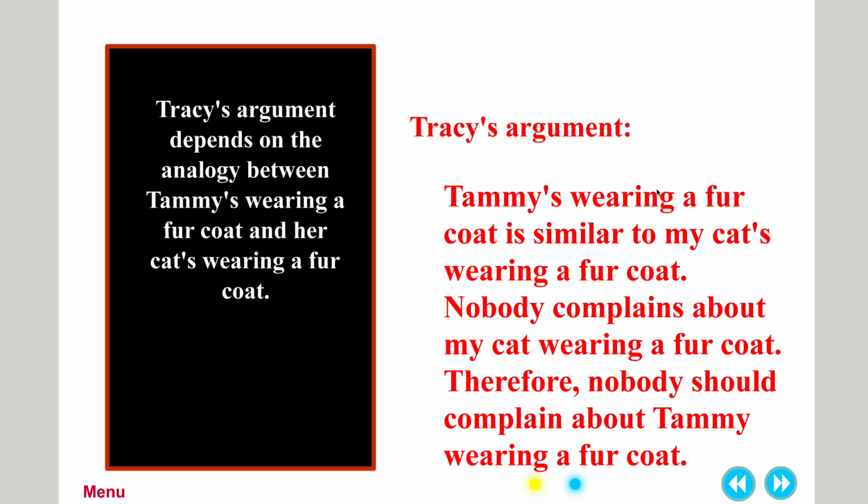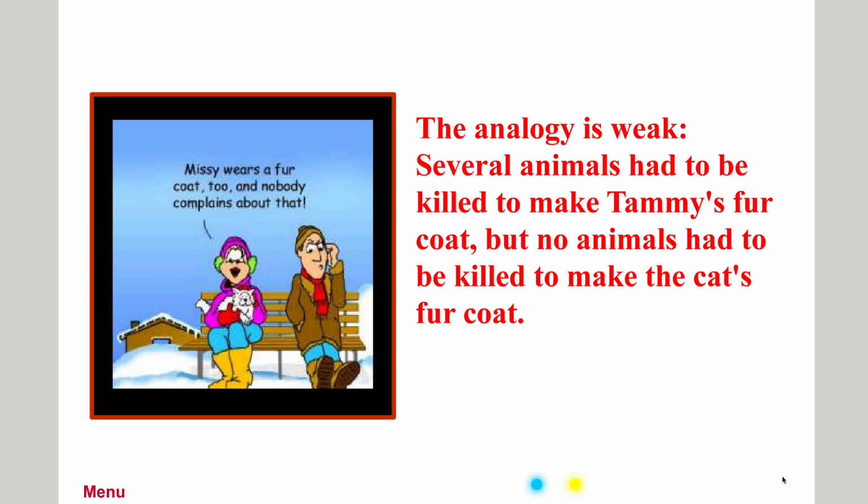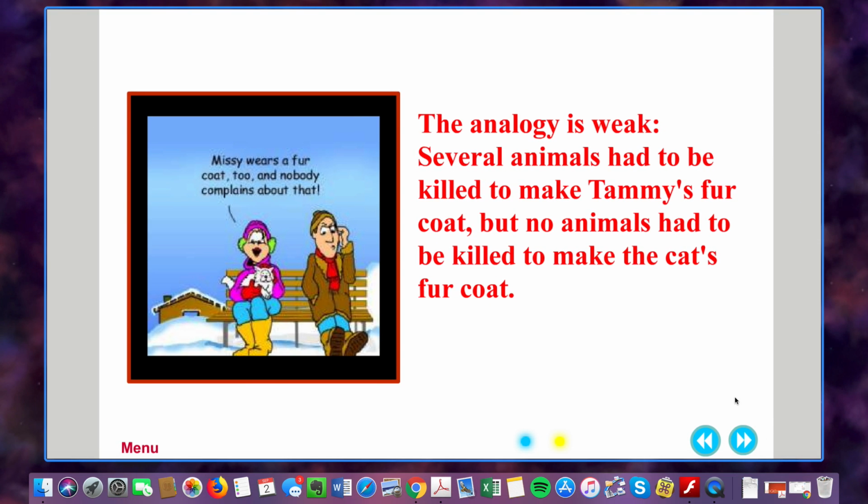The fact that the cat has a fur coat, which comes from nature, has nothing to do with killing other animals, numerous other animals often for merely one coat. This is quite a weak analogy. Several animals had to be killed to make Tammy's fur coat, but no animals had to be killed to make the cat's fur coat. So she's not taking up the ethics here of it at all, but trying to bypass it by making a false analogy.